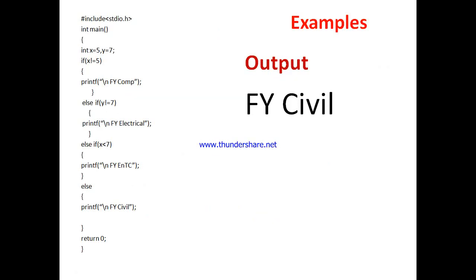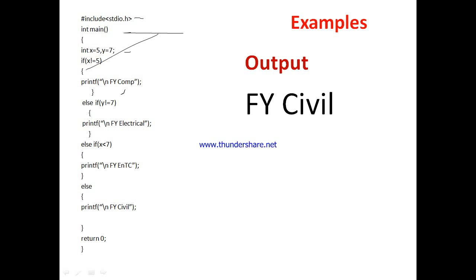If you see this example part, the header file is declared, the main function is defined, then two variables are taken, X is equal to 5, Y is equal to 7. Now here the first condition is checked, X is not equal to 5. That means 5 is not 5. This condition is false, so the printf statement is not printed.